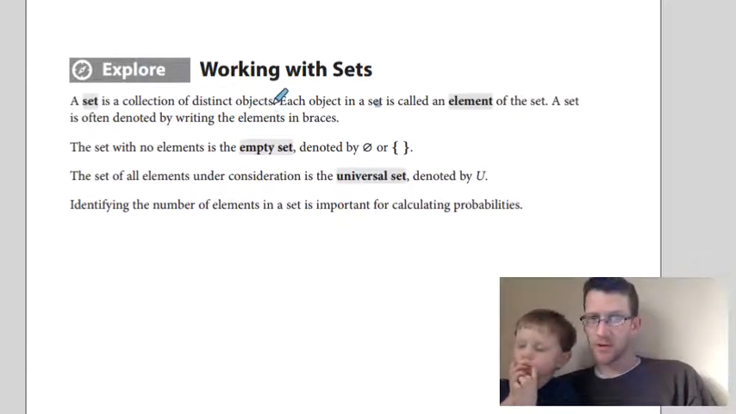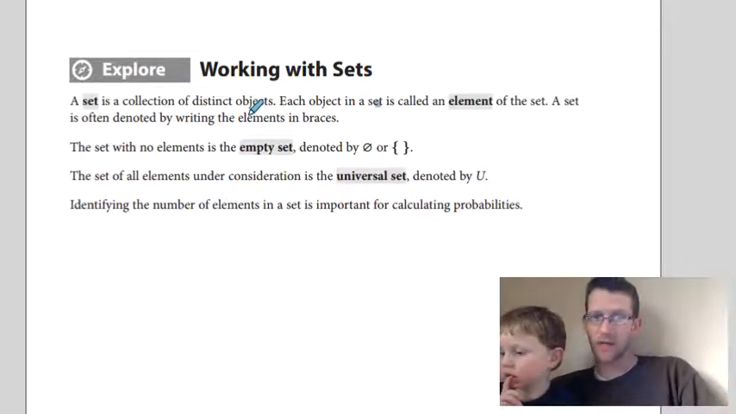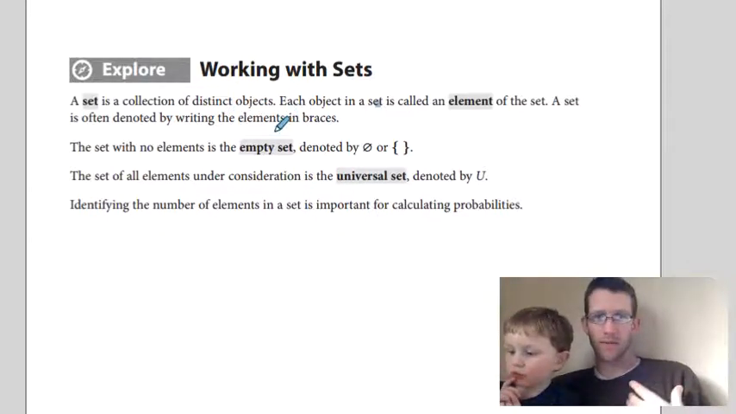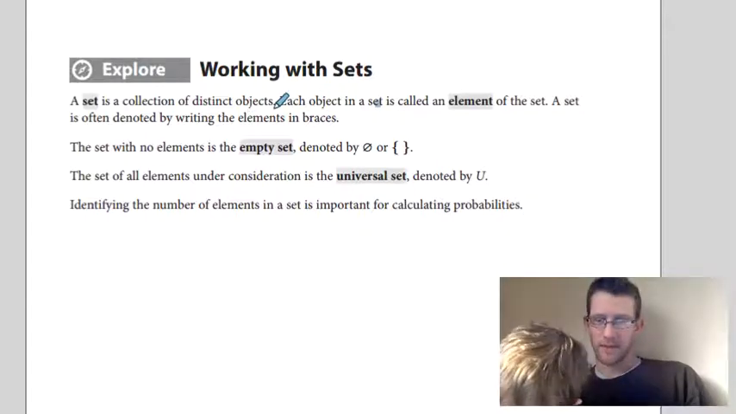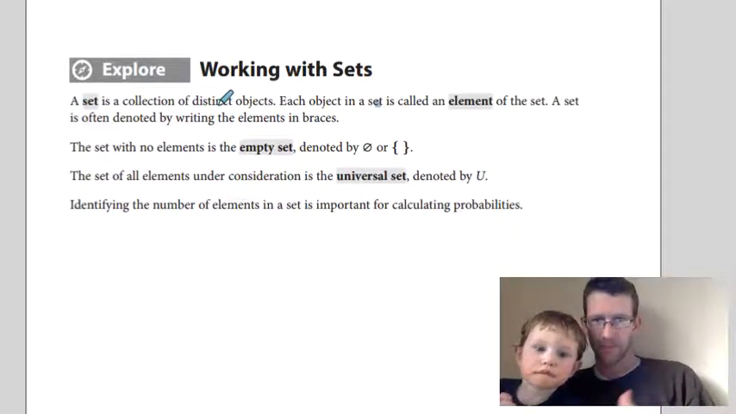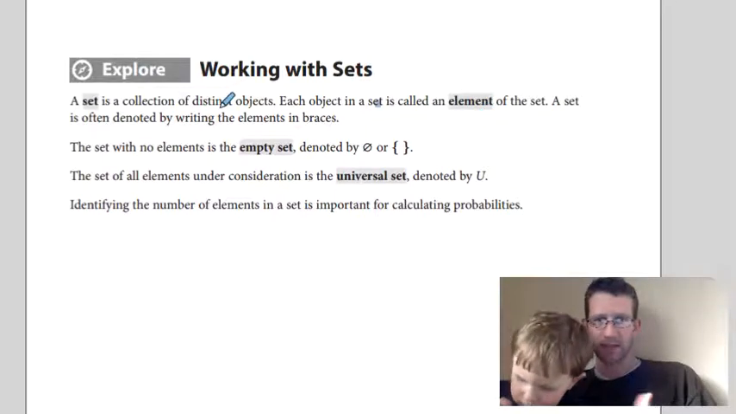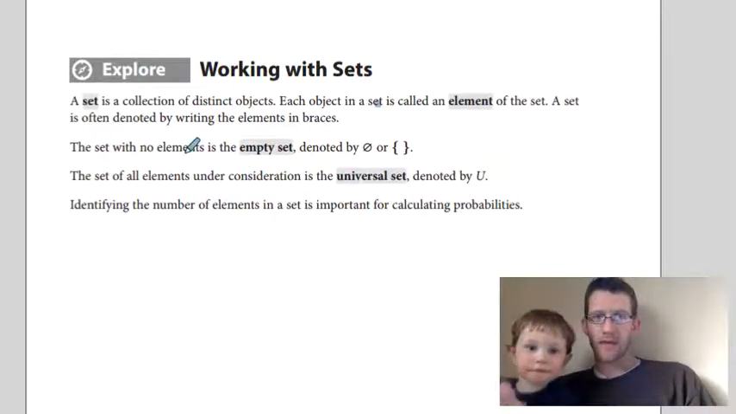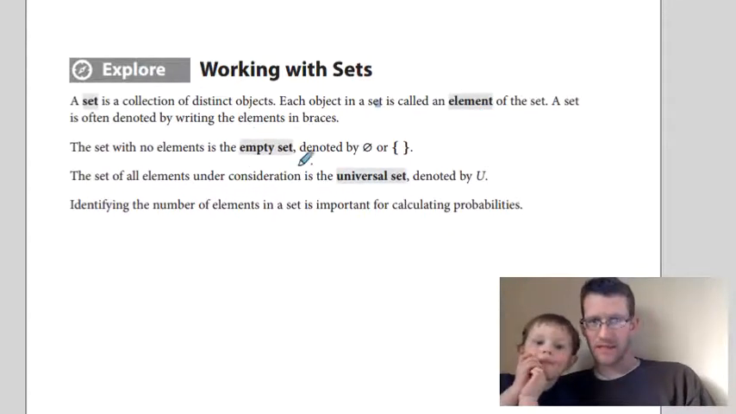Usually sets will be numbers, but they don't have to be. They could be people, they could be shirts in your closet, they could be socks, it doesn't matter. It's just a collection of things. Each object in that collection we're going to call an element. So there are so many elements in a set. And then finally, we can have empty sets, with no elements, essentially.